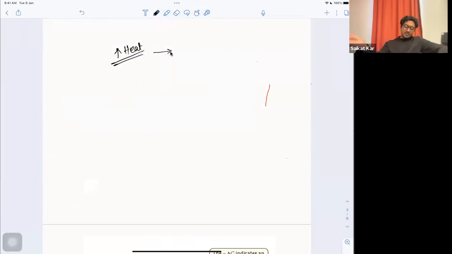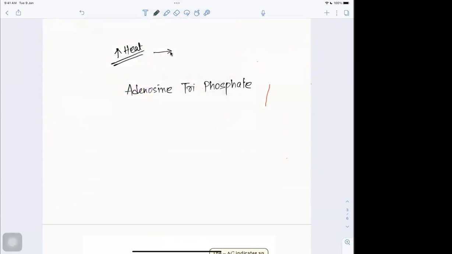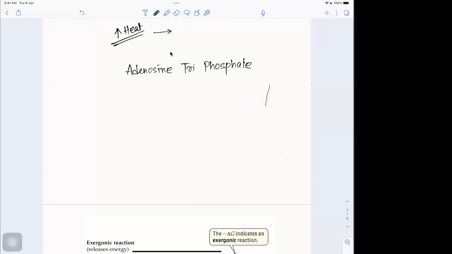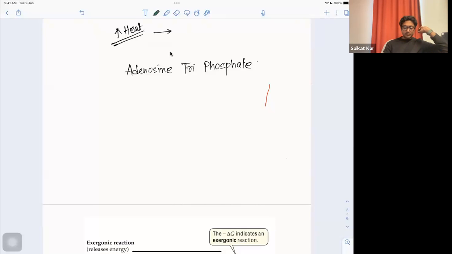Okay, so let's see what is ATP. This molecule ATP, or whatever we call it, adenosine triphosphate. How is the ATP formed? I think ADP plus Pi equals ATP. No, that I am asking. Yeah, I'm just going through that.